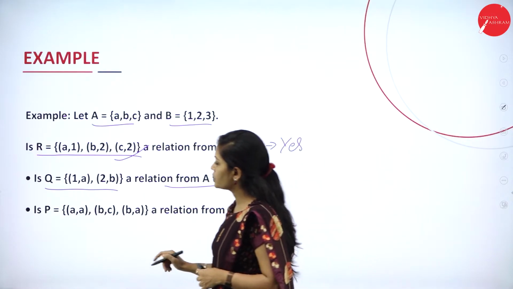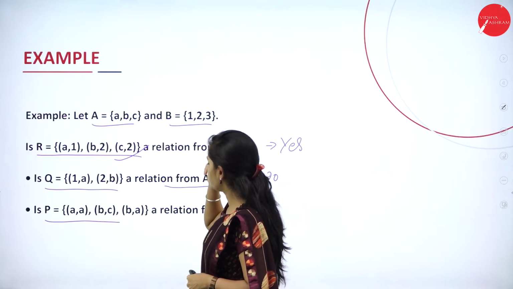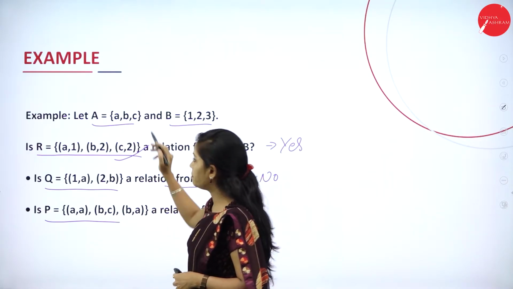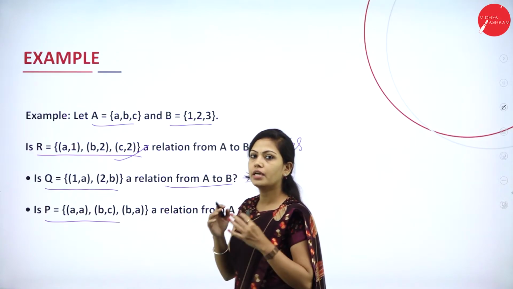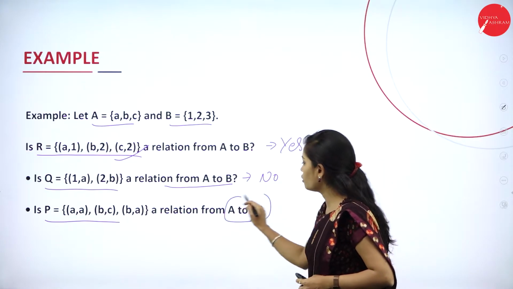And the next question is P is equal to {aa, bc, ba}. Is this a relation? Yes, it is a relation of A and A.